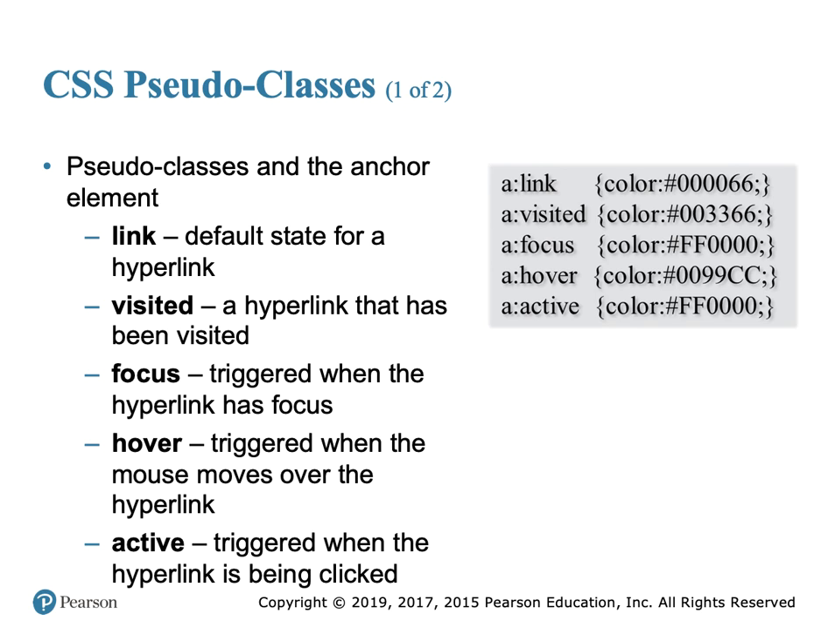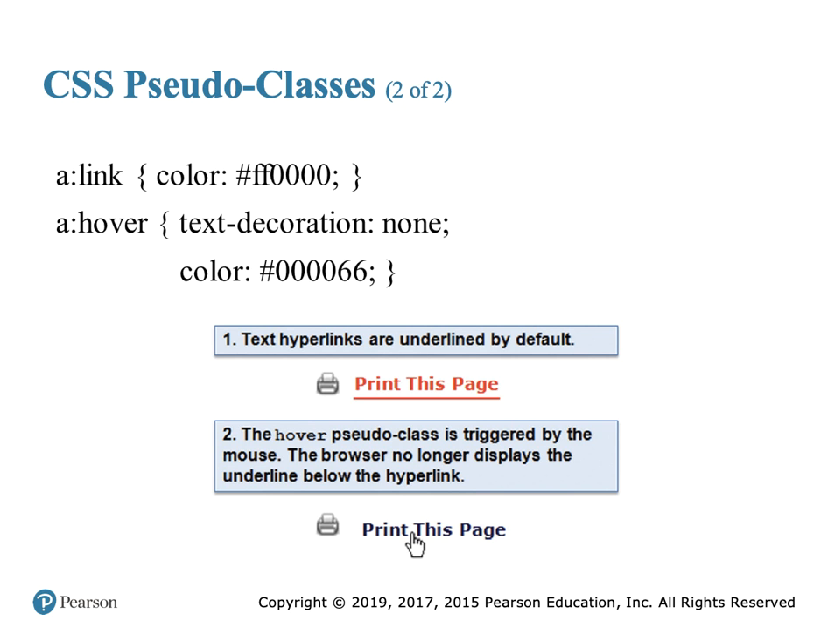In this example, they have changed the color of the font for the various pseudo-classes. In this example, the CSS for the default link state is set to red or #FF0000, so when the page loads, the first "print this page" displays in red. The second image shows how the underline disappears and the font color changes when the link is hovered over. These styles are set through the A:hover pseudo-class.